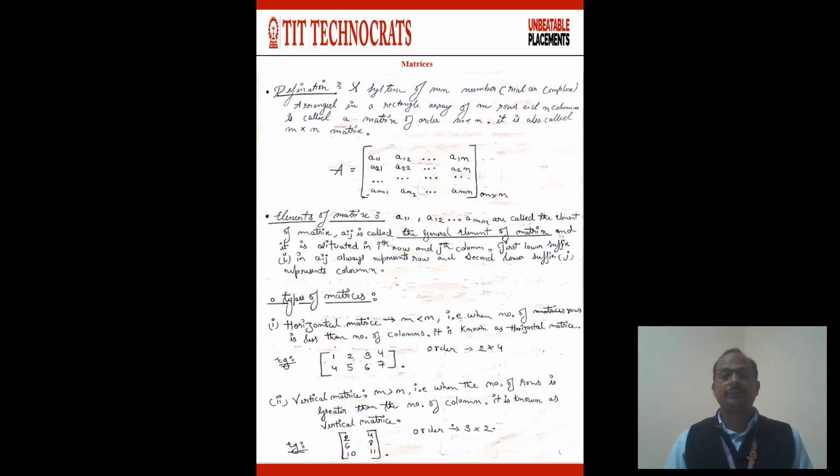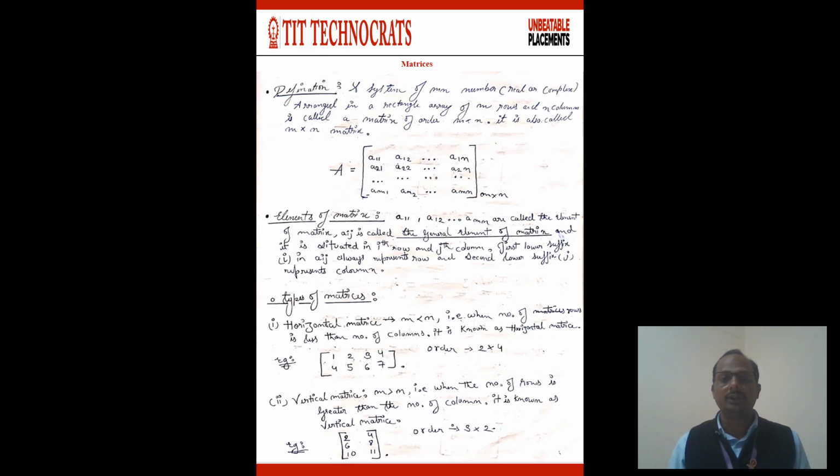So first we start with the definition. What is the definition of a matrix? A system of mn numbers, which could be real or complex, arranged in a rectangular array of m rows and n columns is called a matrix of order m cross n. It is also called an m cross n matrix.